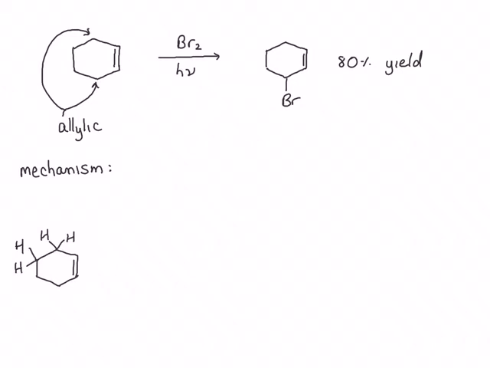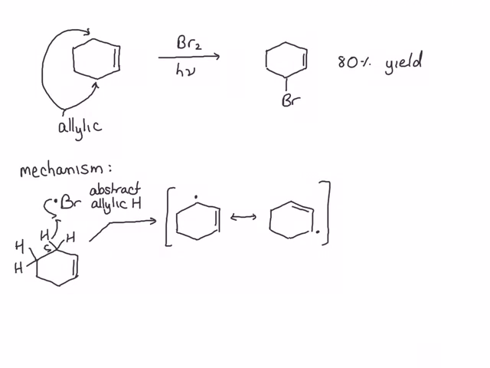The first step of radical halogenation is abstraction of a hydrogen atom. This can occur at the allylic position or at the position next to the allylic position. Abstraction of a hydrogen from the allylic position gives us the allylic radical. This radical is resonance stabilized. Take a moment to draw the other resonance contributor for this allylic radical. The other resonance contributor looks like this.